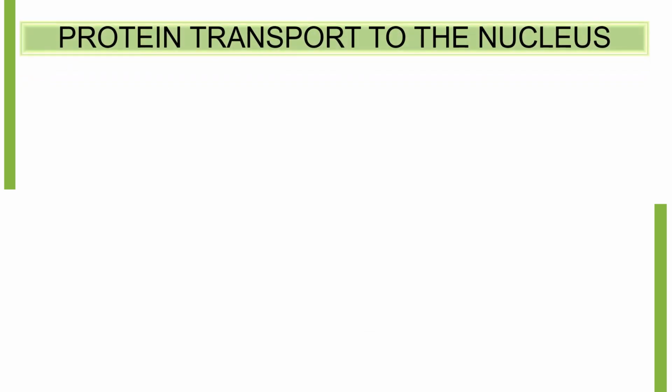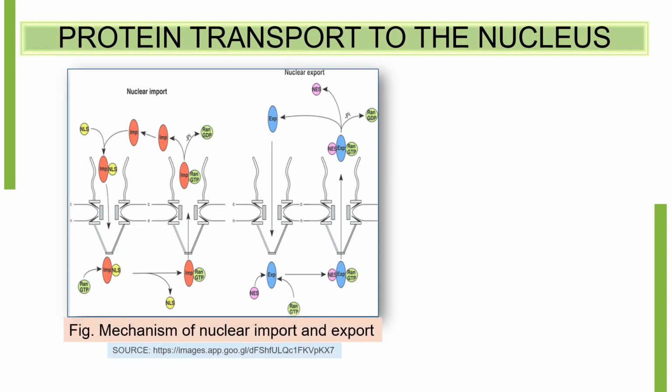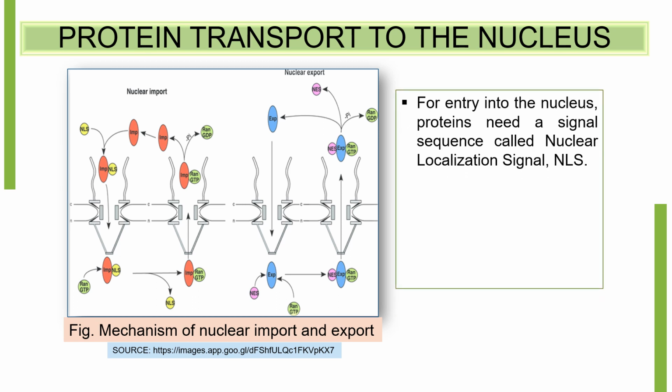So, how does the nucleus import and export such proteins? Protein transport to the nucleus. Proteins destined to be imported or exported from the nucleus require a specific amino acid sequence. In the case of protein import to the nucleus, proteins such as histone and DNA or RNA polymerases contain nuclear localization signals, NLS, which is the specific amino acid sequence required for protein import.